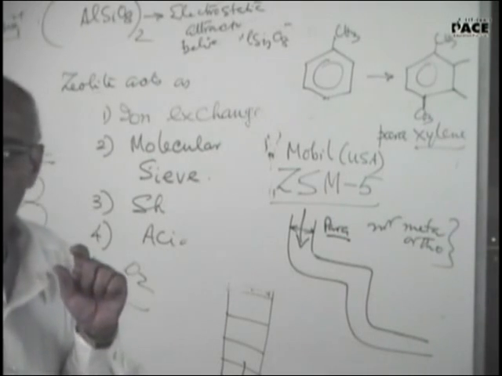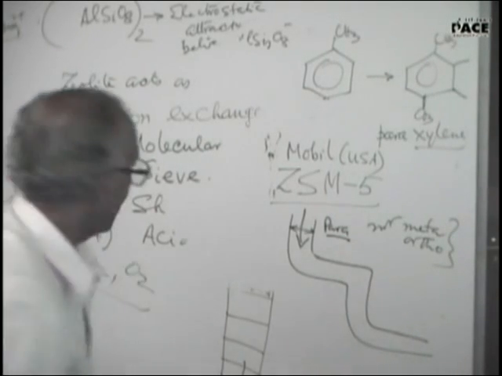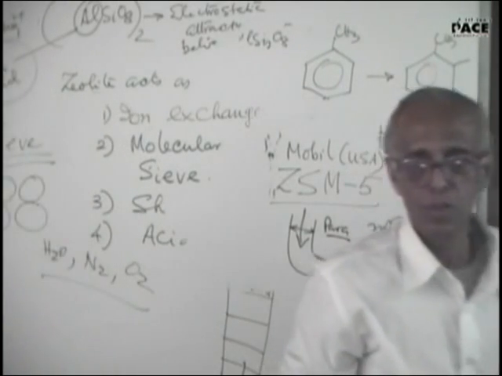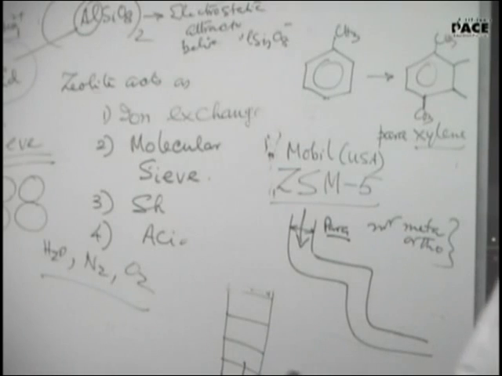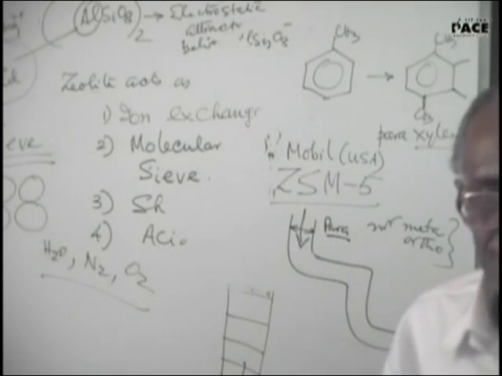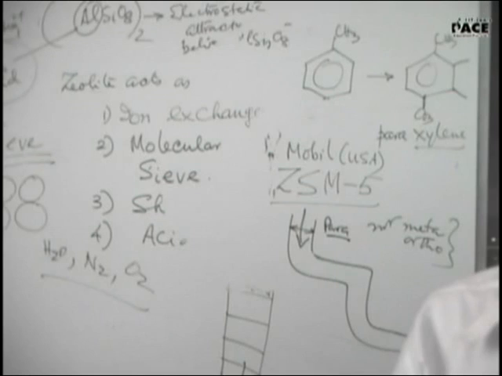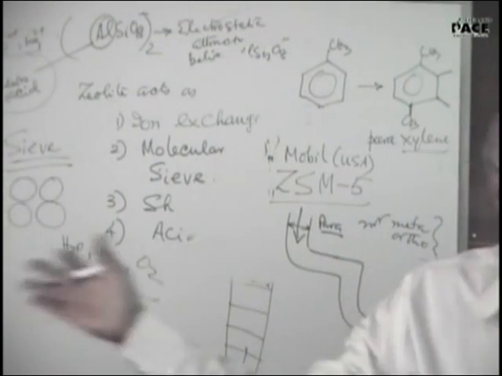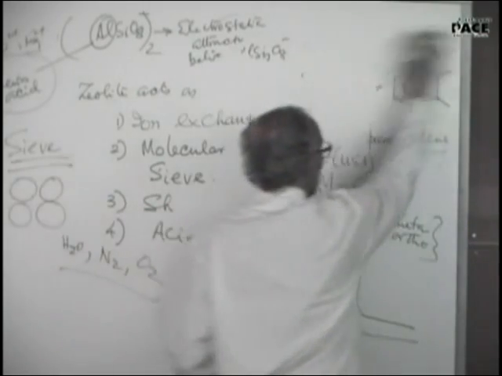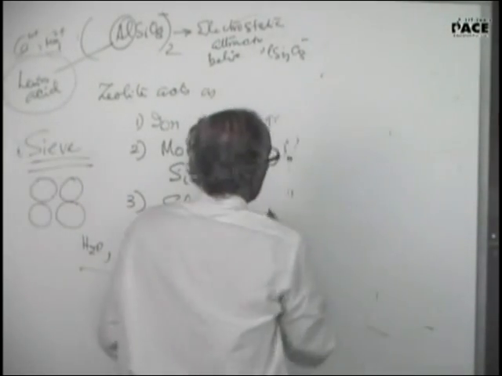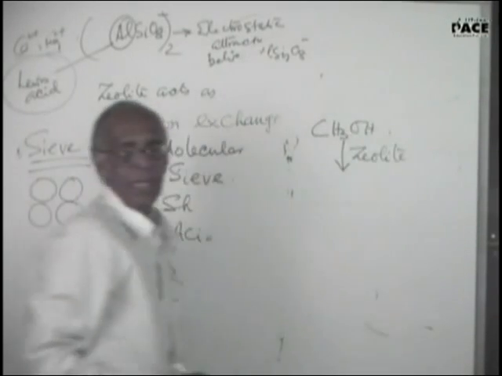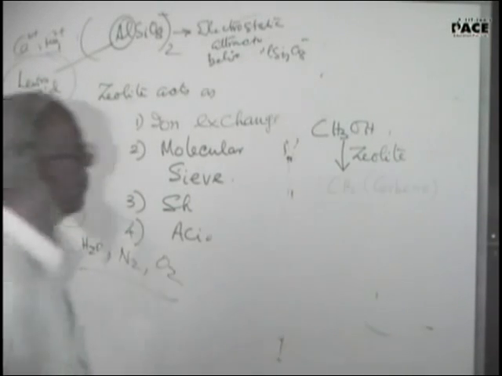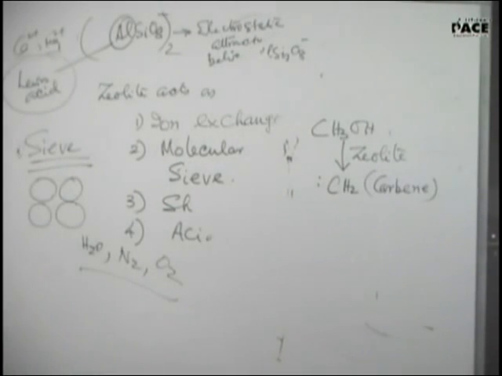Why acid catalyst? Because aluminium is a Lewis acid. Because of the presence of aluminium, it acts as a Lewis acid and it is used as a catalyst for dehydration reactions, where the water molecule is removed. One of the reactions is that if I take methanol and pass it through zeolite, I get carbene.